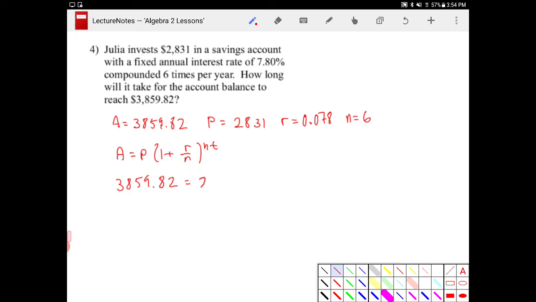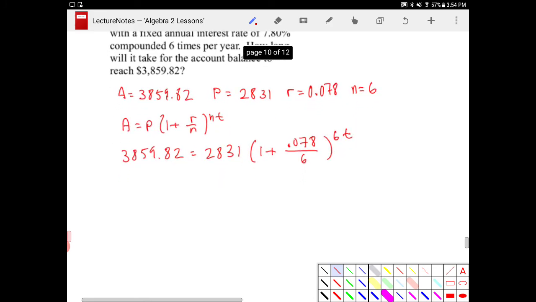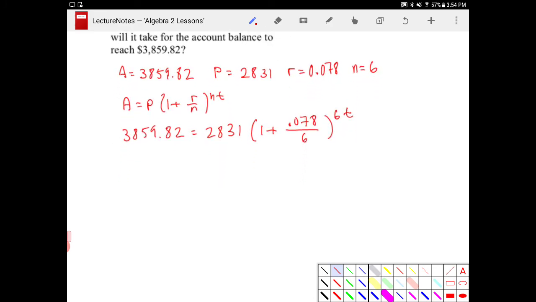So 3859.82 is equal to 2831, open parentheses, 1 plus 0.078 divided by 6, to the power of 6t. I need to solve for t. I'm going to divide both sides by 2831. So 3859.82 divided by 2831 is equal to 1 plus 0.078 divided by 6 to the power of 6t.